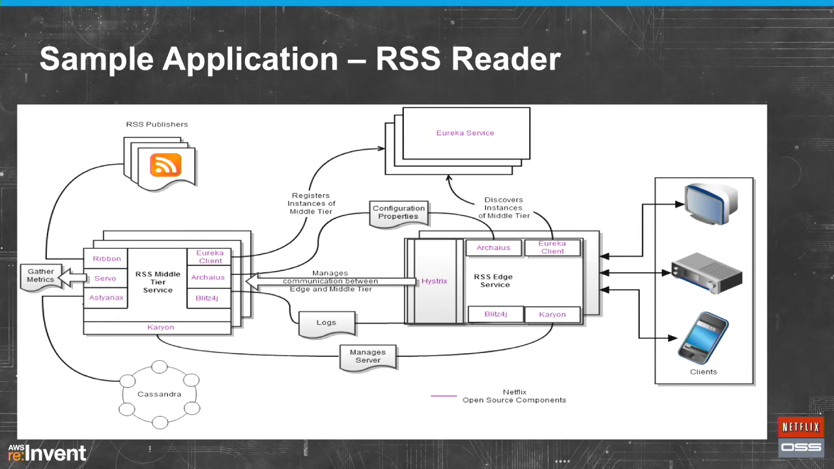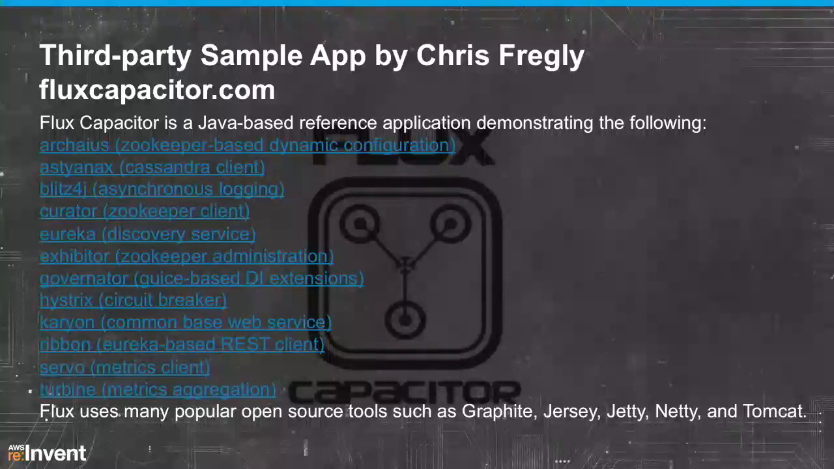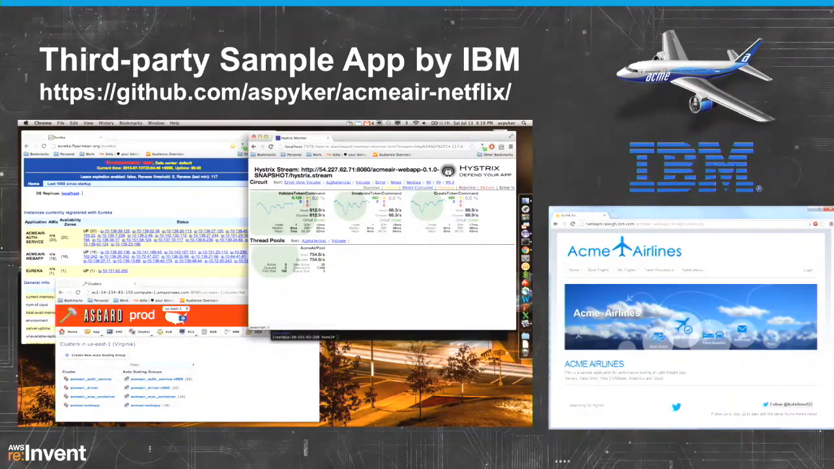There are a couple of others that were created by third parties. One was created by Chris Fregley, who used to work at Netflix. It's called Flux Capacitor. And it's a great mashup application that uses pretty much everything that we open source so far. When we open source something new, he incorporates it into Flux. So again, sometimes you just want to get a snippet of how to use a component. That's one great example. Another good example was made by IBM.